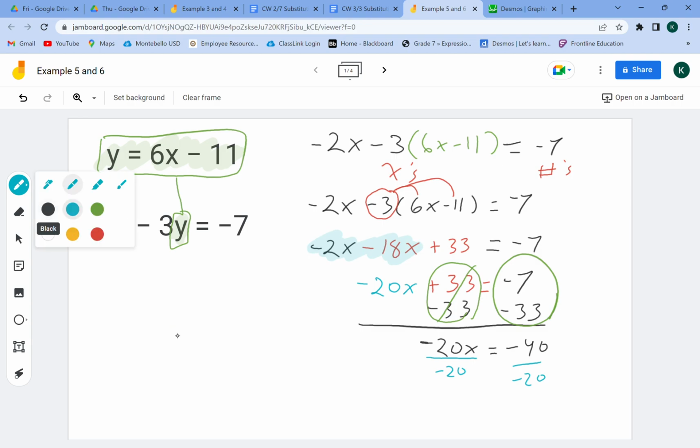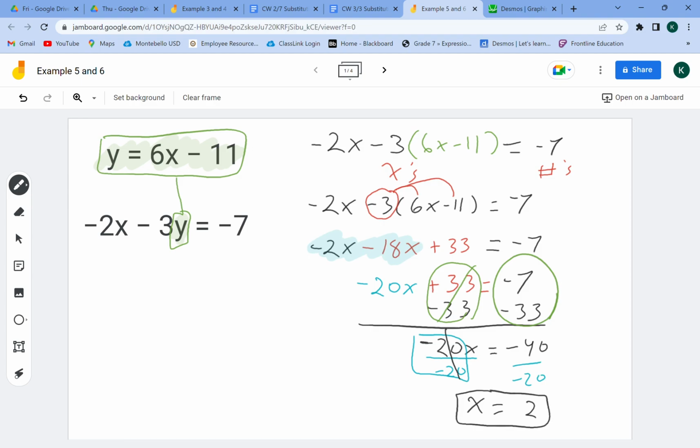Okay, we're almost done, folks. This makes a giant 1 right here. So I have x, 1x is equal to, and 40 divided by 20 gives me a 2. And a negative divided by a negative is a positive, so it's a positive 2. Okay?